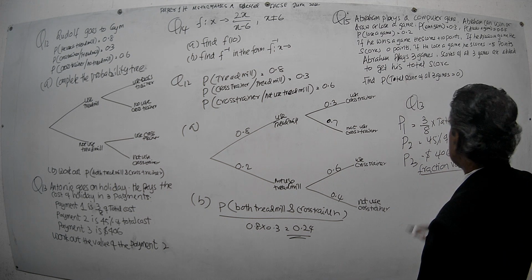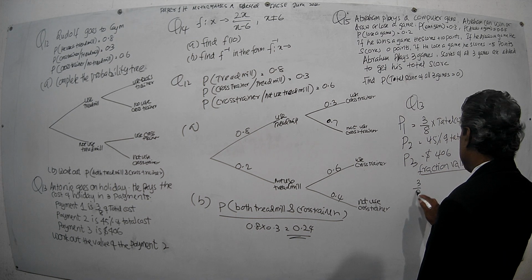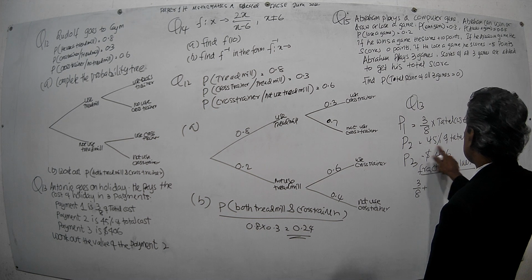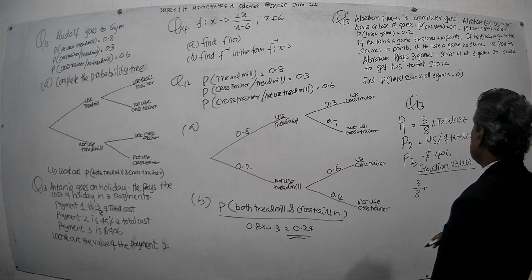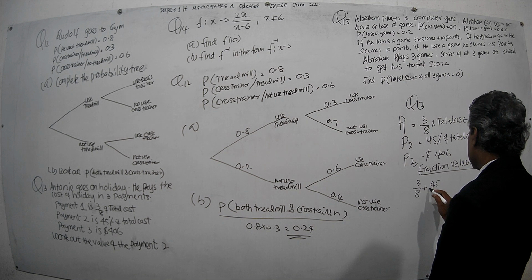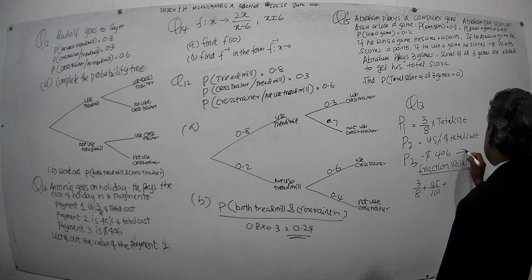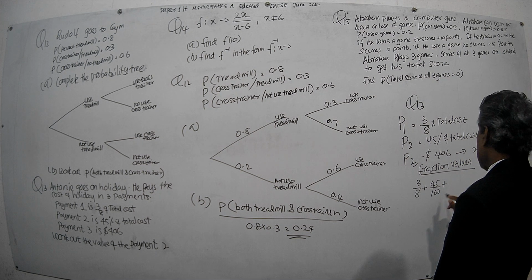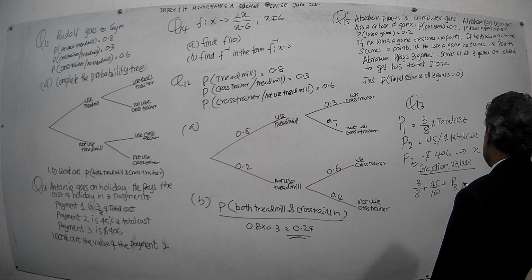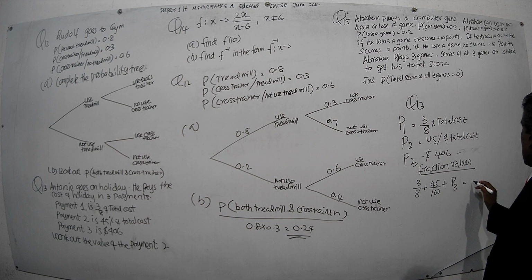Then we write P1, 3 over 8 plus. Then the fractional value of this one is 45 over 100. That is how we write a percentage as a fraction. Then plus, let's say this fractional value is x. Otherwise, you can write P3 here. Right, P3. Then this must be equal to the total, 1.